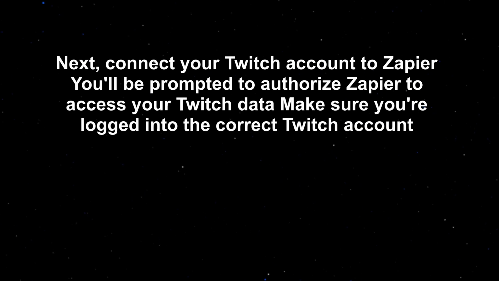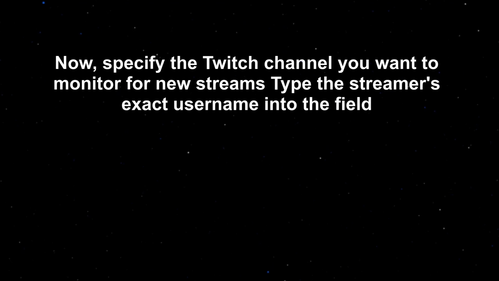Next, connect your Twitch account to Zapier. You'll be prompted to authorize Zapier to access your Twitch data. Make sure you're logged into the correct Twitch account. Now, specify the Twitch channel you want to monitor for new streams. Type the streamer's exact username into the field.